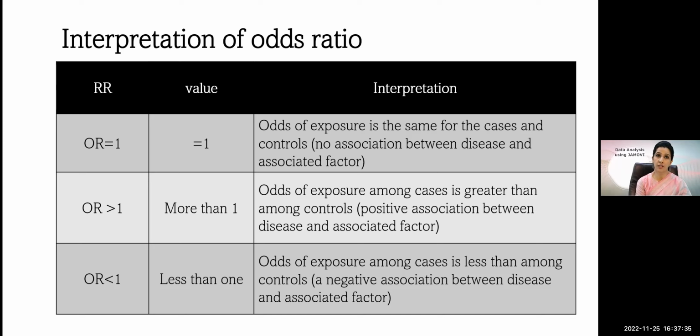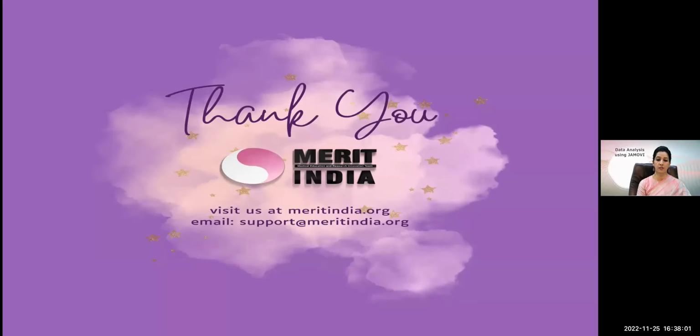If the odds ratio is more than 1, we say that the odds of exposure among cases is greater than among controls. That means there is a positive association between the disease and the associated factors. And if it is less than 1, then we say that the odds of exposure in cases is less than among the controls. So this is the interpretation of odds ratio.